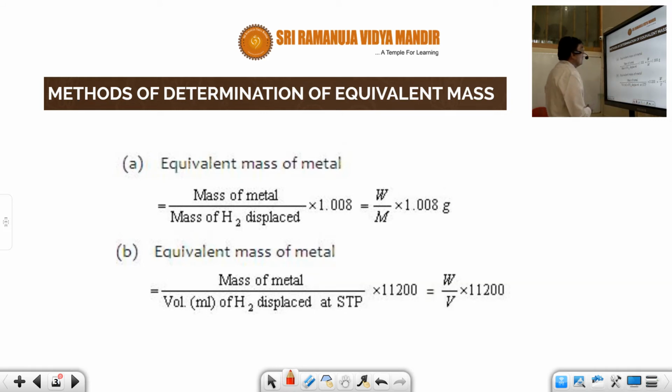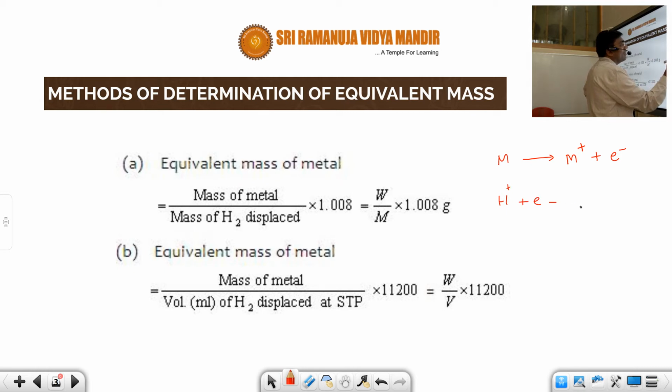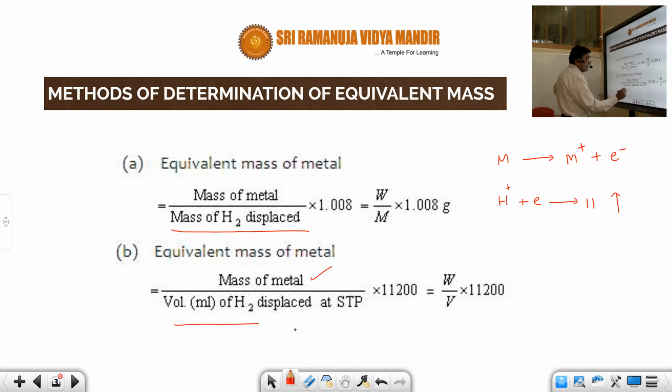See here, the equivalent mass of the metal is given as mass of the metal divided by mass of hydrogen displaced, multiplied by 1.008. How is hydrogen displaced? You know very well, a metal is electropositive and gives some electrons. Hydrogen, H plus, takes up that electron and forms hydrogen gas. So hydrogen is displaced, and 1.008 is the equivalent mass of hydrogen. In terms of mass, it is mass of the metal by mass of hydrogen displaced into 1.008; in terms of volume, it is weight of the metal by volume of hydrogen displaced in ml into 11,200. You can use any formula here.